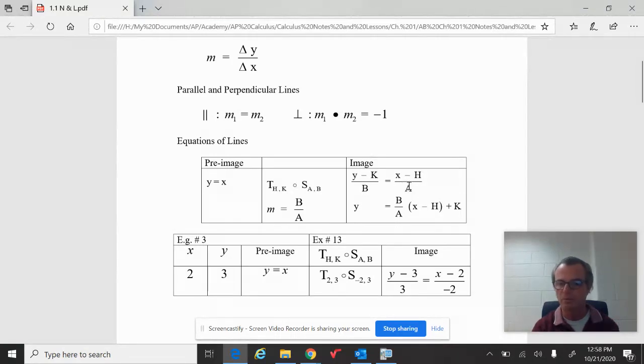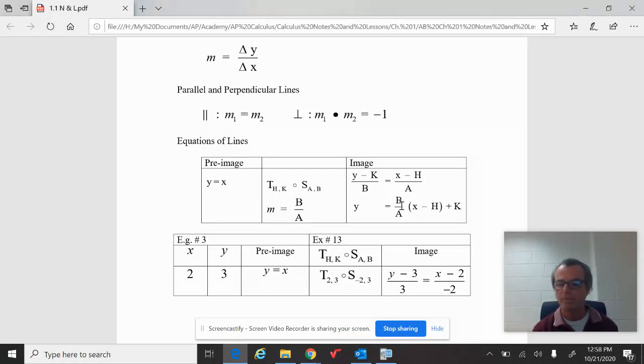If we look down here, because the pre-image had a slope of 1, this scale change, we refer back to delta y over delta x, the b over a would be the slope of the image, which you see here, where we got y by itself.